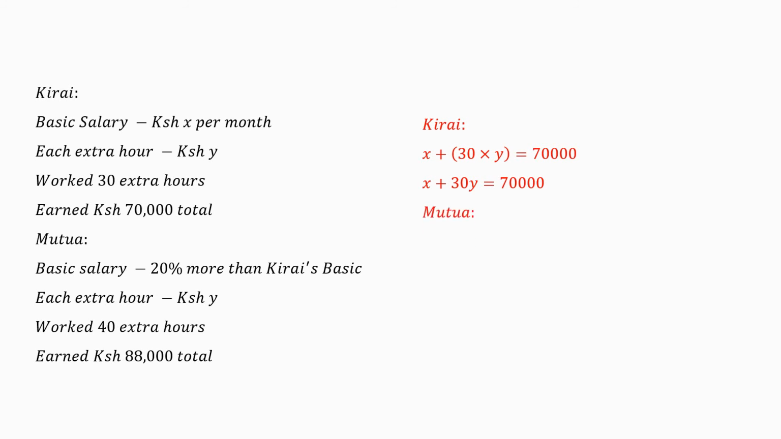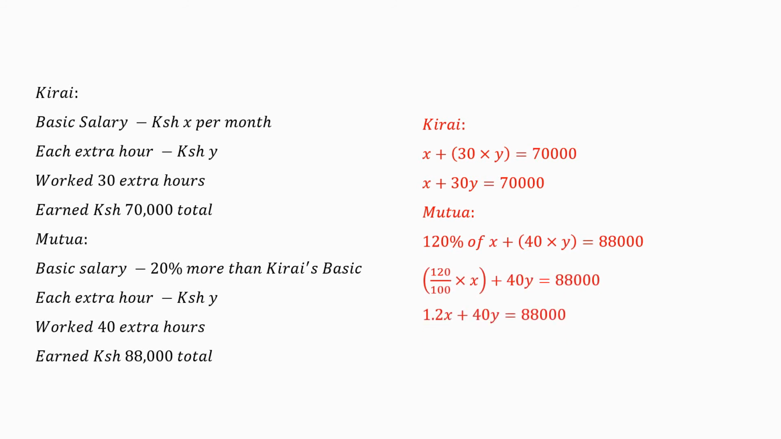Then for Mutua, his basic salary was 20% more than Kirai's. So it will be 120% of X plus he worked an extra 40 hours times the rate, which is Y, is equals to 88,000. We solve that, we have 1.2X plus 40Y is equals to 88,000. So that is the equation for Mutua's total earnings.